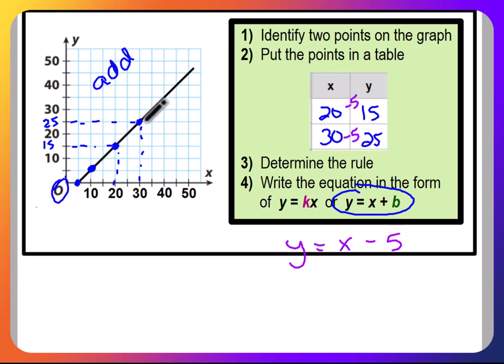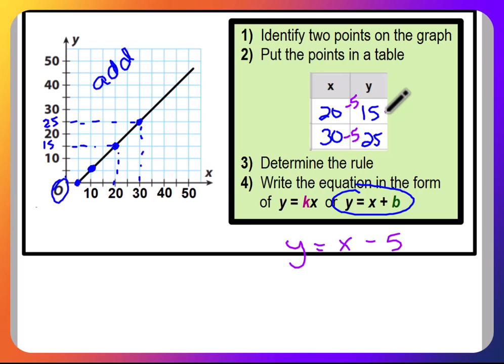I decided to use these 2 right here, which left me at 20 for the x value, 15, because halfway between 10 and 20 is 15, 15 for the y, so that was my first ordered pair. My second point was 30, 25. Okay, knowing that this is additive, I needed to say, what do I add to the 20 to make the 15? Well, I noticed that I'm actually getting smaller.